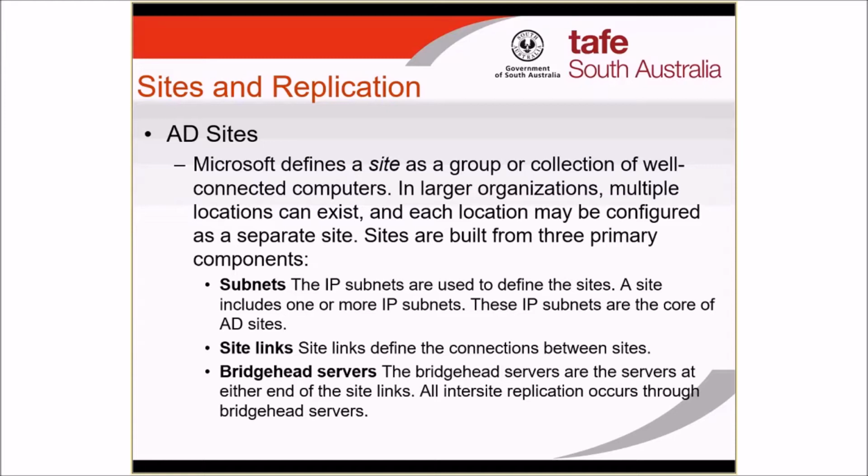In a large organization, multiple locations can exist, and each location might be configured as a separate site, and sites are built from 3 primary components. They are the subnet, so each site would have to have at least a different subnet. You guys have learned that in 3WNF, haven't you? You can also have site links, which define how the sites are connected, and at either end of the site links you have what's called a bridgehead server, which basically controls how inter-site replication occurs, when it occurs, and whether it is scheduled for different bandwidths at different times.